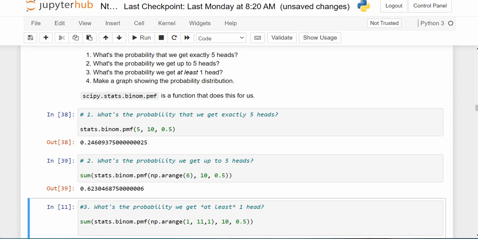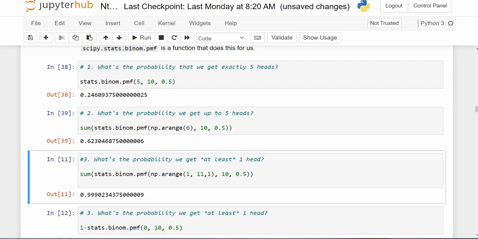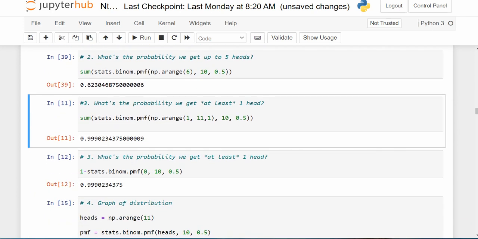So the next question is, what is the probability that we get at least 1 head? And what the Sam Hill is this doing? Okay, so remember the 11 is one more, the stopping criteria is 11, which is one more than what we'll get. So 10 is going to be the top value. We're going to start at 1 and we're going to go to 10. So we're getting the numbers 1, 2, 3, 4, 5, 6, 7, 8, 9, and 10. We're getting an array with those numbers in them.